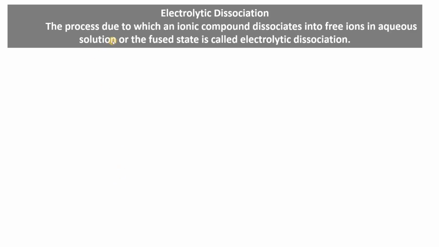Let's first try to understand the process called electrolytic dissociation. Let's see its definition first. The process due to which an ionic compound dissociates into free ions in aqueous solution or the fused state is called electrolytic dissociation. Let's take an ionic compound, because in the definition it is mentioned that electrolytic dissociation takes place in ionic compounds. So let's take the simplest ionic compound, sodium chloride.